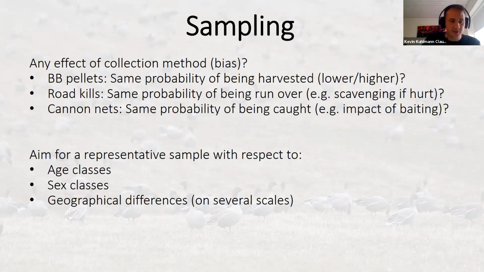Irrespective of the method used, one should always aim for a representative sample. And that is both with respect to the age classes that might be present in the population, the sex classes, and then also be aware of geographical differences that might exist on several scales.